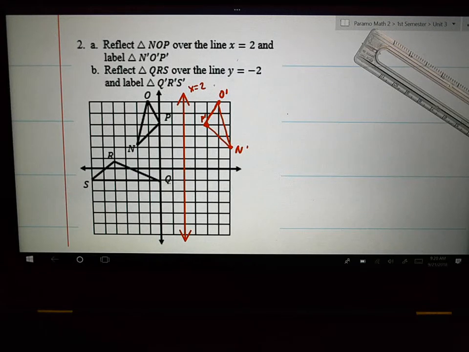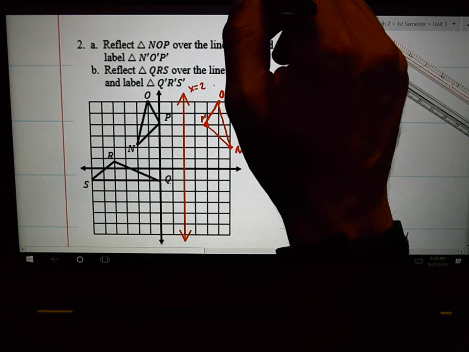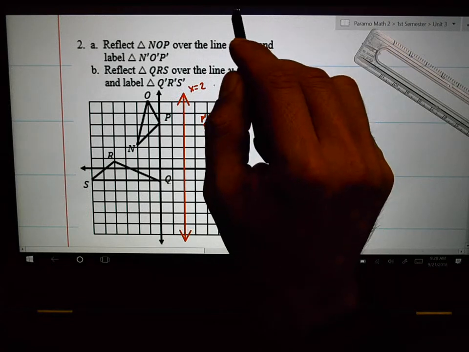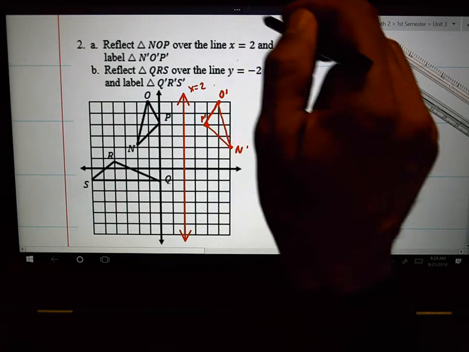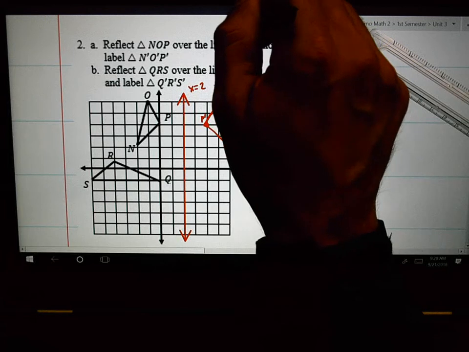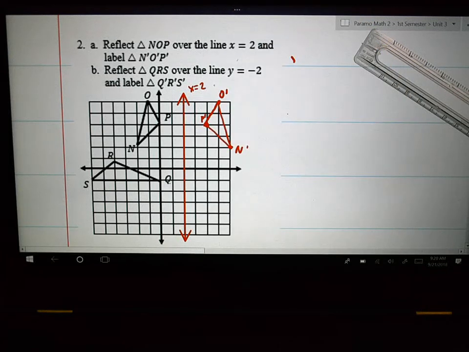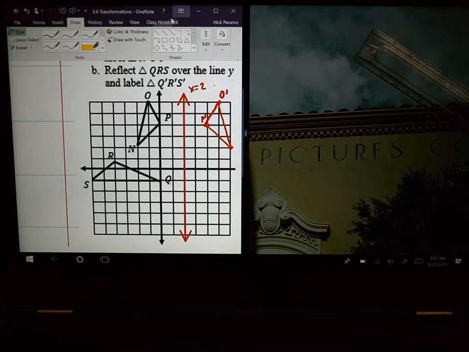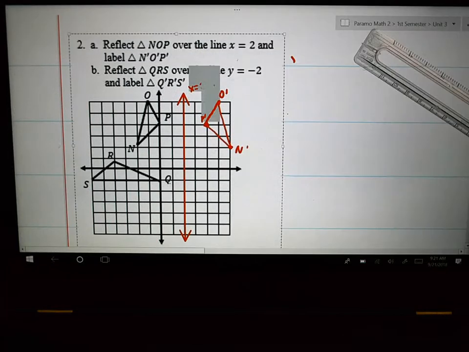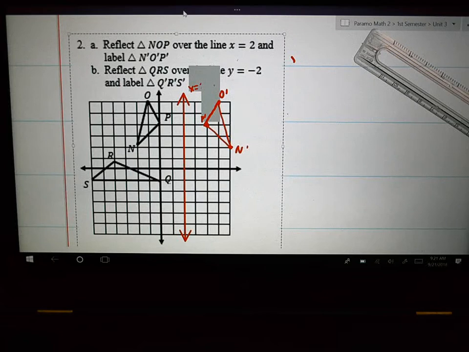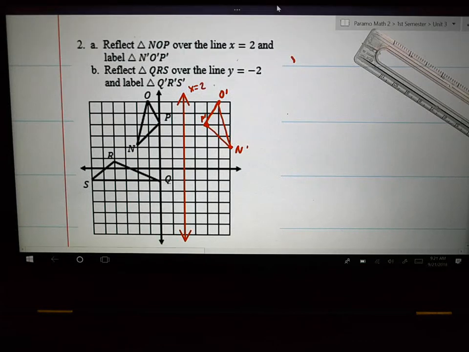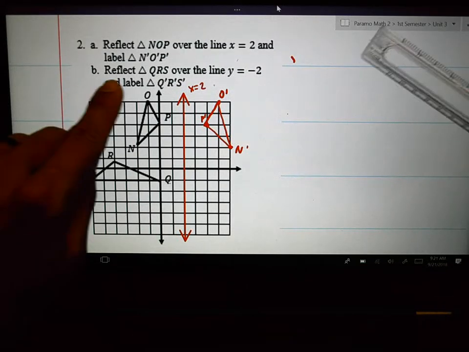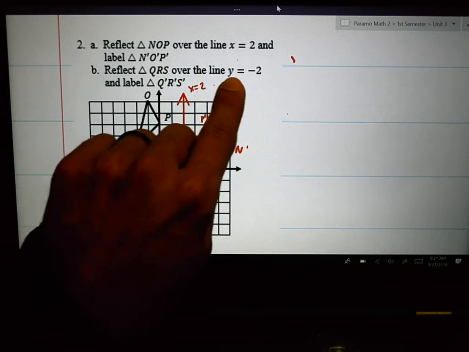Part B, I'll do part B in blue. Let me see if I can switch colors. It doesn't want me to switch colors. Whoa. Okay, try that again. There we go. Reflect QRS over the line y equals -2.